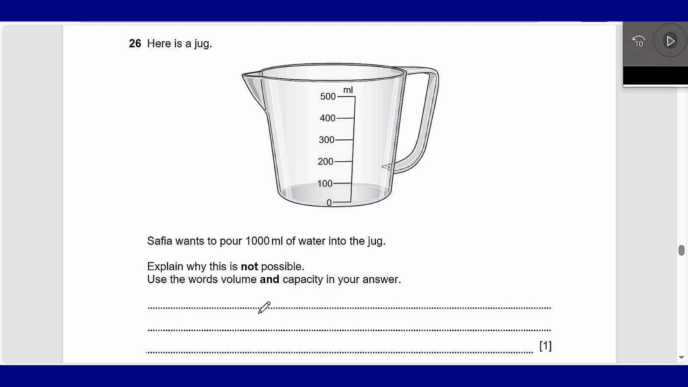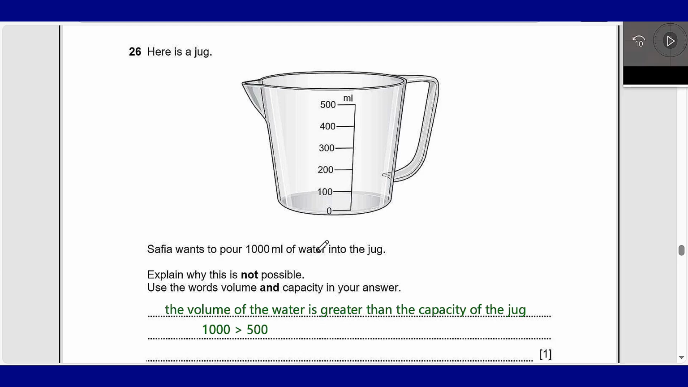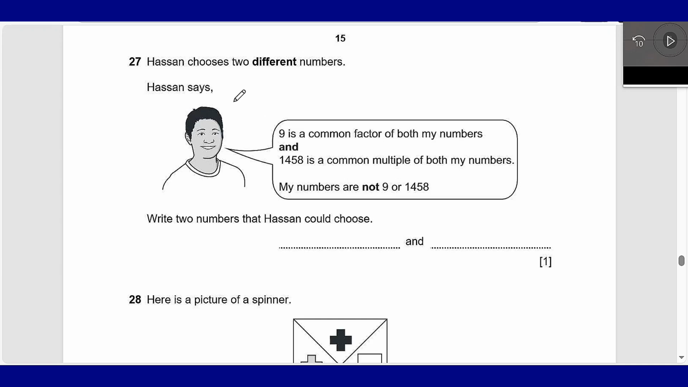Okay guys, are you done with your answer? Let's take a look. Okay, this is the answer. The volume of water is greater than the capacity of the jug. So 1000 is the volume of water, which is greater than 500 milliliter. Right, let's move on. Okay guys, number 27.